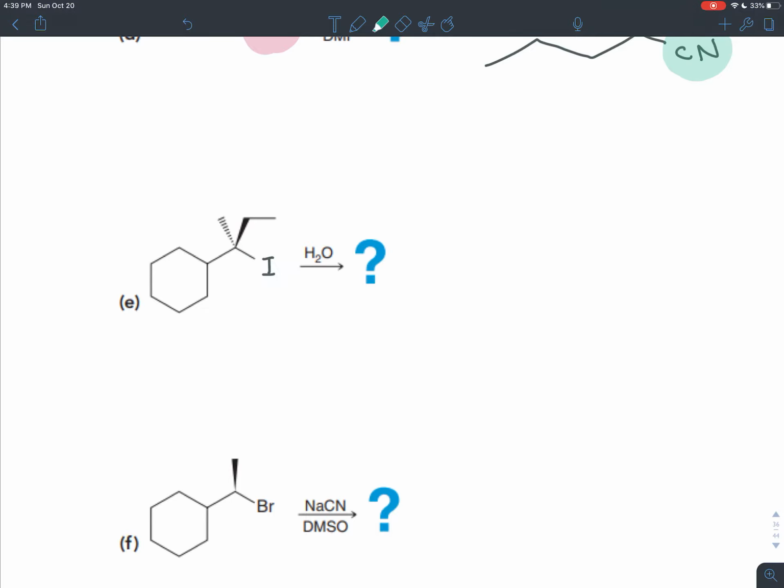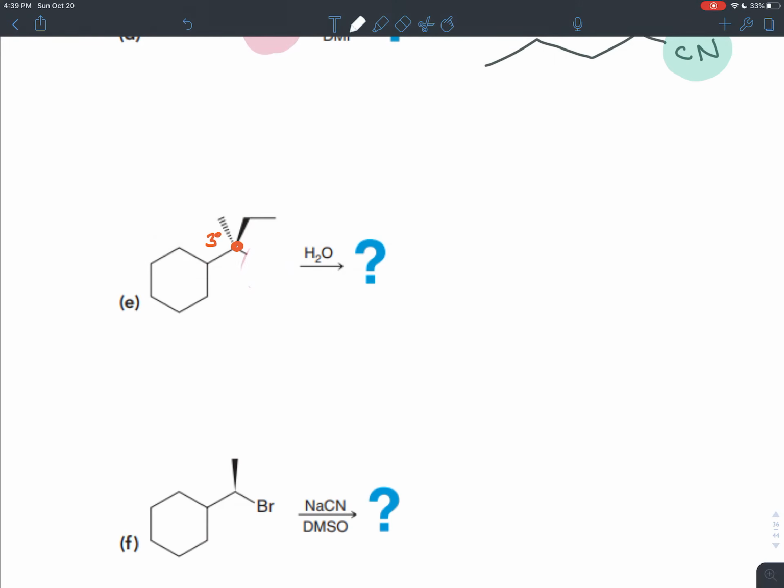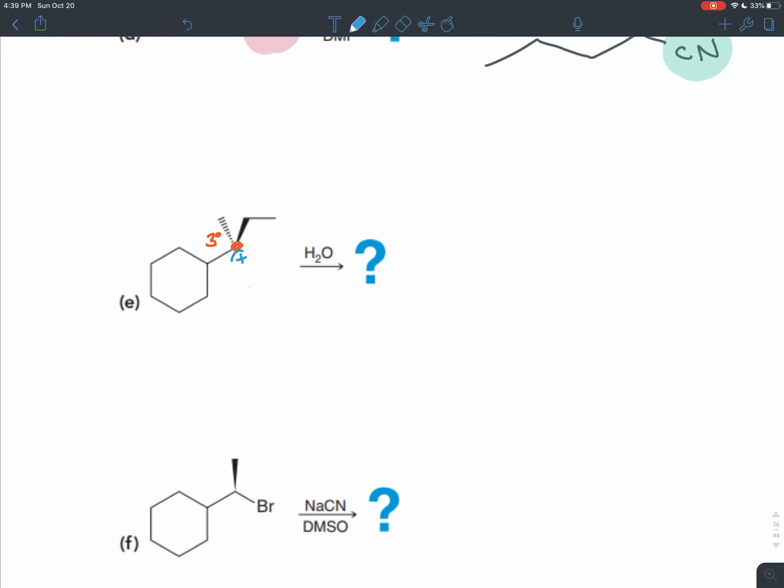That leaving group is on a tertiary carbon. So this is a tertiary carbon. That means that when the leaving group leaves, you end up with a tertiary carbocation. And that carbocation is more stable than any other position.